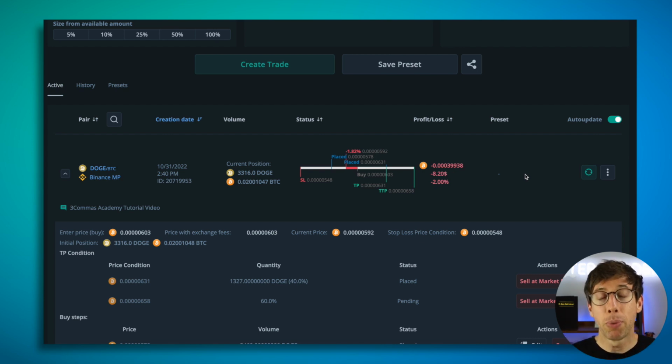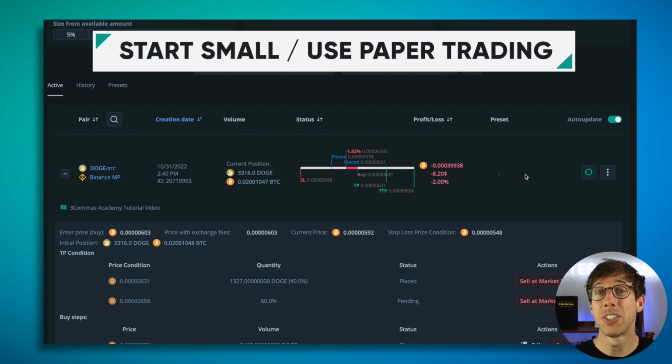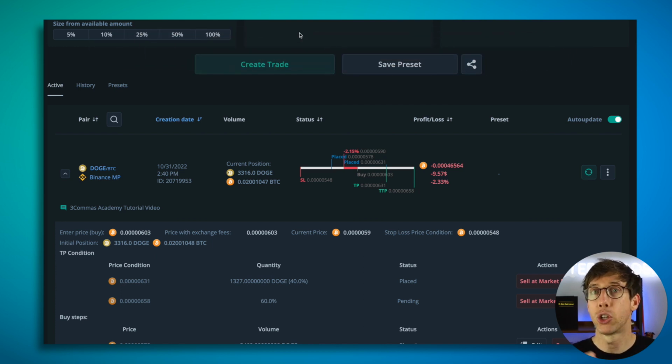So another tip, if you're brand new to trading and you're not sure about this platform still, use a small amount, or better yet, sign up and get access to the paper trading account. That way you can use fake money to try out your ideas, to try out the tools, to see how they work and perform before you risk your own real funds.